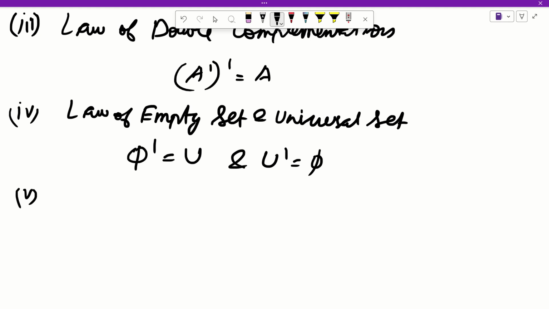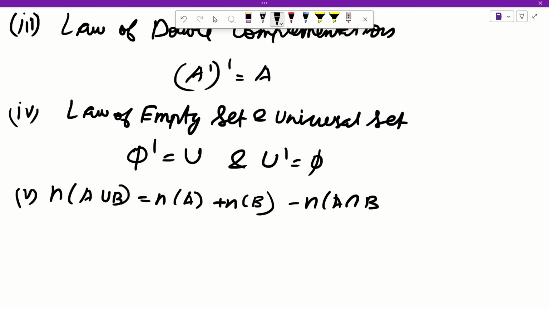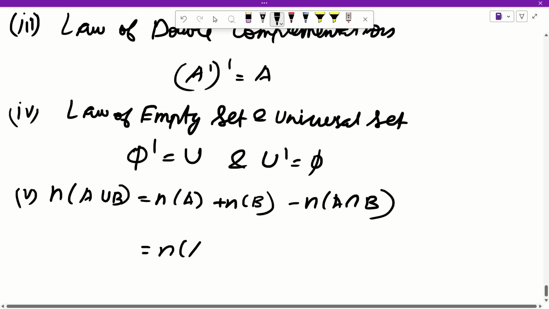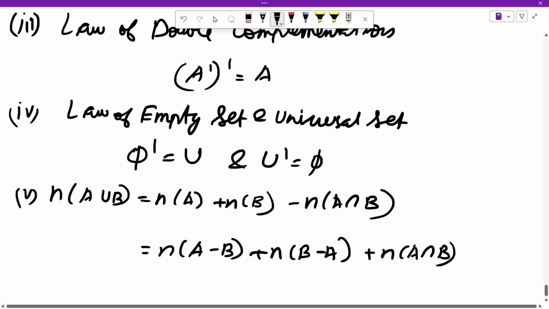n of A union B is equal to n of A plus n of B minus n of A intersection B. Also, another formula, this is a special formula: n of A minus B plus n of B minus A plus n of A intersection B. This is a special formula.